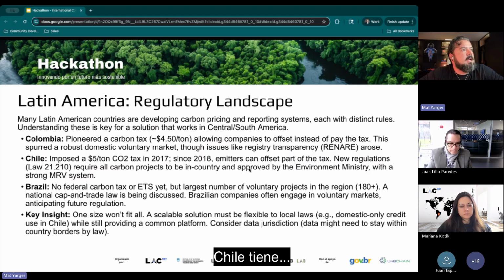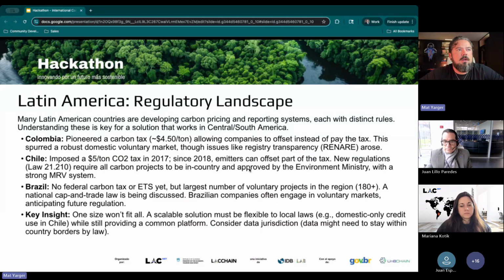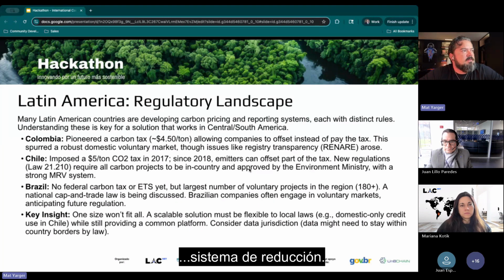Chile has a similar tax. It's $5 a ton. They've had it since 2017. I don't believe they enable or allow voluntary credits. They have to be credits that are in country. So nothing outside of country counts in that kind of reduction system.